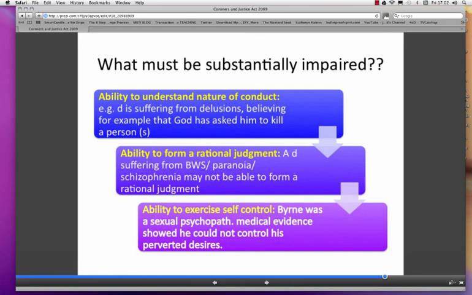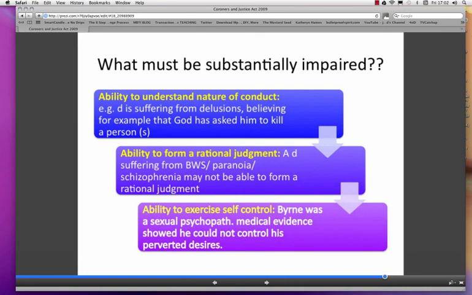The first one, the ability to understand the nature of the conduct. For example, the defendant is suffering from delusions, which means they don't understand the nature of their conduct. They may believe, for example, that God has asked them to kill a person or persons.